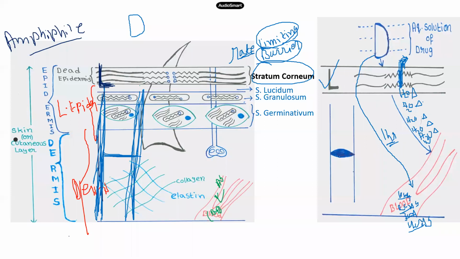Next, we can also face some problems with the stratum corneum. What is that problem? It cannot allow drugs to pass. Actually, I want to administer the drug by the topical route, meaning on the skin surface. The drug must enter the blood, then only can it show its systemic activity. But the stratum corneum cannot allow that drug.